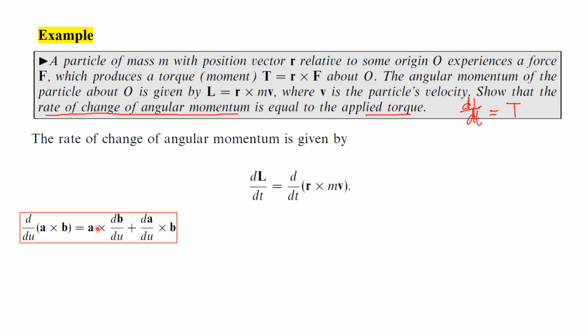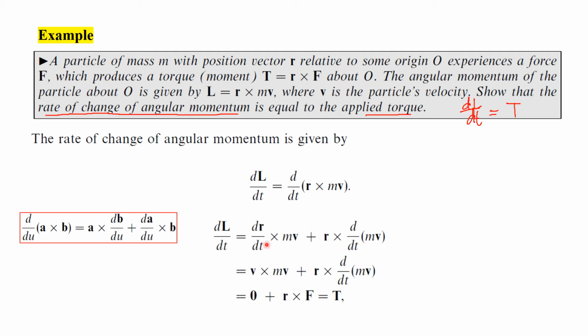So we'll apply this one to this function here, okay? And you see that first, you can just interchange it. So you have your dr over dt cross mb plus your r cross d over dt mb. So we actually just interchange these two components, and this is your dL over dt, and your dr over dt, this is just the velocity.